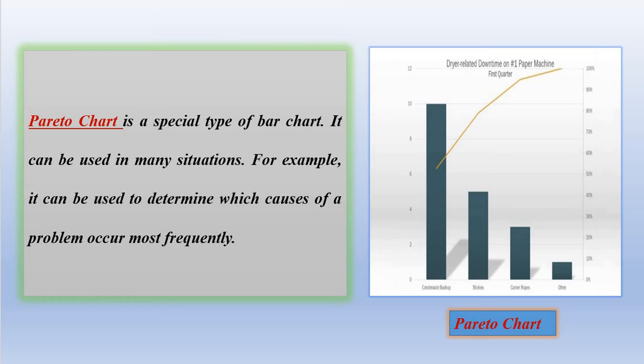Next tool is the Pareto chart. The Pareto chart is simply a frequency distribution or histogram. Here it is given as a bar diagram of attribute data arranged by category. For each category, a different bar is drawn here, and it can be used to determine which causes of a problem occur most frequently.